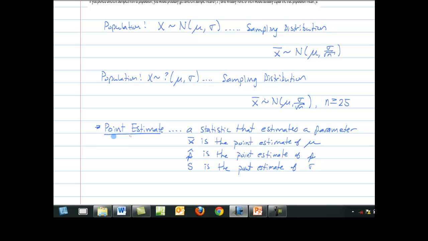So again, this idea of a point estimate is very important, and it's good to know what the point estimates are and what the population value is that they're trying to estimate. So another good test question, fill in the blank type question.